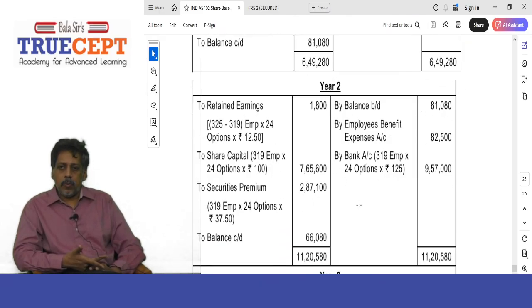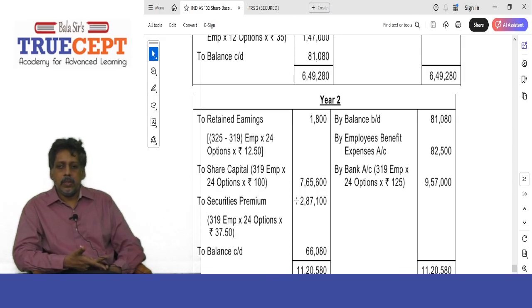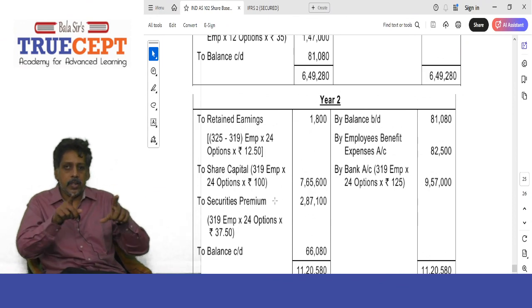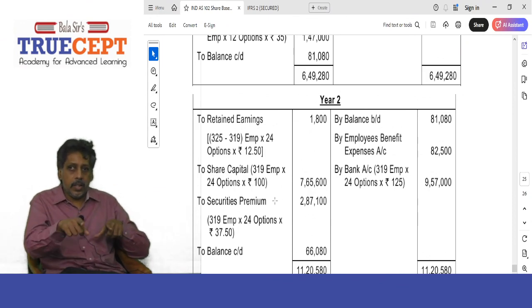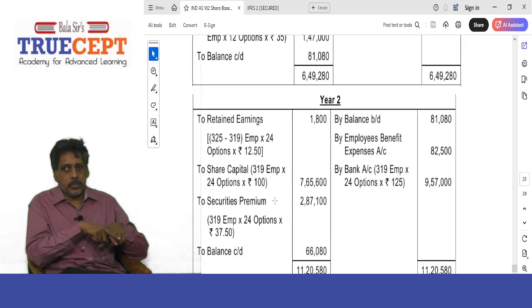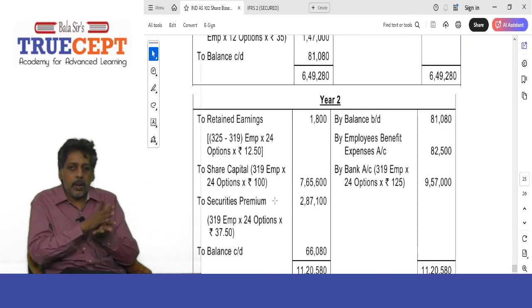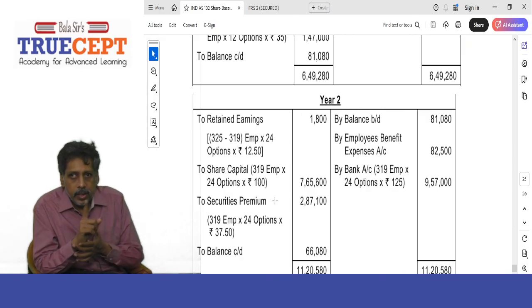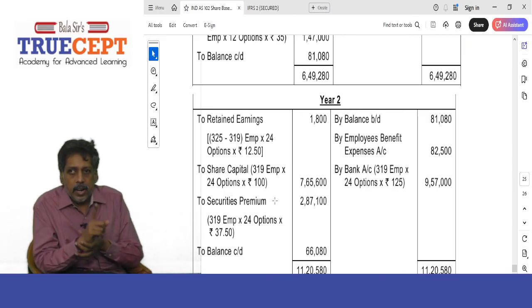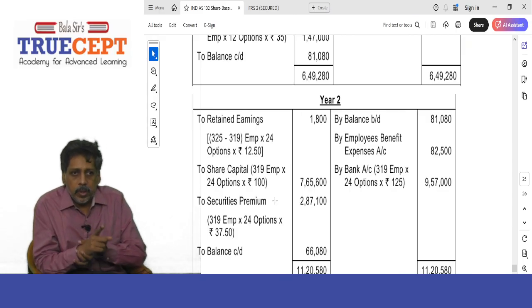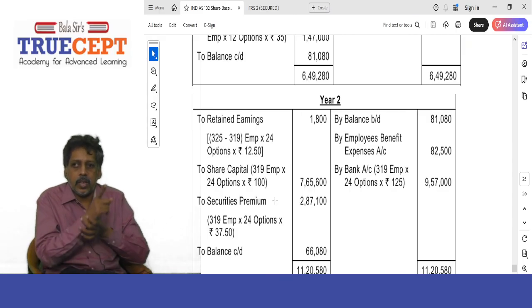Now, how to find the share capital and share premium? Very simple. Tell me how much would have been taken from these people in the form of their service? 12.5. Another 125 in cash. In all, you would have received 137.5. Of that, 100 will be transferred to share capital, and 37 rupees and 50 paise transferred to securities premium.